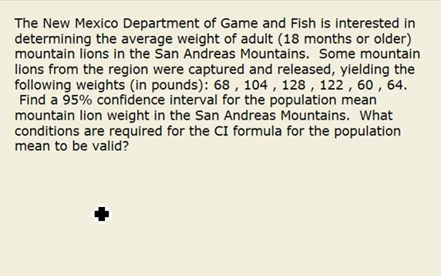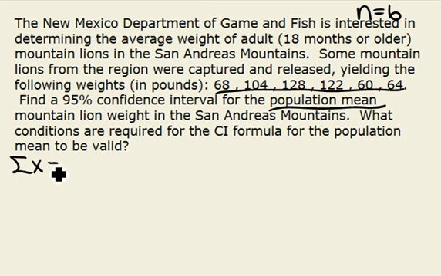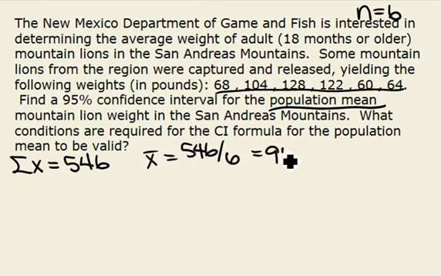So if we want a confidence interval for the population mean, what we're going to need from our data is a sample mean and a sample standard deviation. So we have this sample here of size 6. We have 6 observations, so n will be equal to 6 in our problem. To get the mean, we need to add up our data. If you add up 68, 104, 128, and so on, you'll get a sum of 546. So our mean is 546 divided by 6, which is exactly 91.